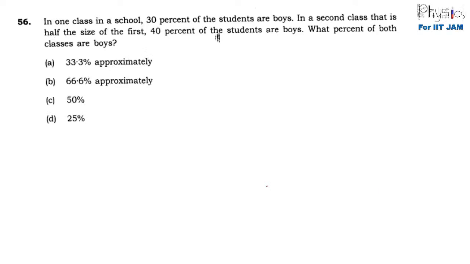So this is our next question. In one class in a school, 30% of the students are boys. In a second class that is half the size of the first, 40% of the students are boys. What percent of both classes are boys? Option A, 33.3% approximately. Option B, 66.6% approximately. Option C, 50%. Option D, 25%.